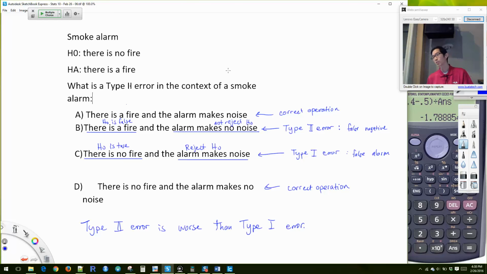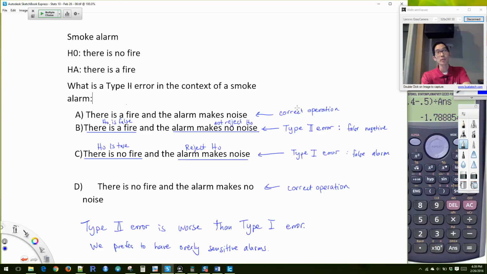Okay? So if you're a smoke alarm company and you have to manufacture smoke alarms, would you err on the side of making your things overly sensitive or not sensitive enough? We would rather have people complain that the smoke alarms are overly sensitive, right? So we prefer to have overly sensitive alarms in the case of a smoke alarm.